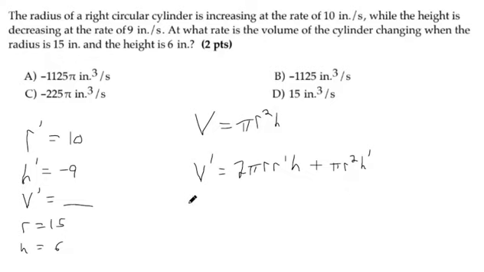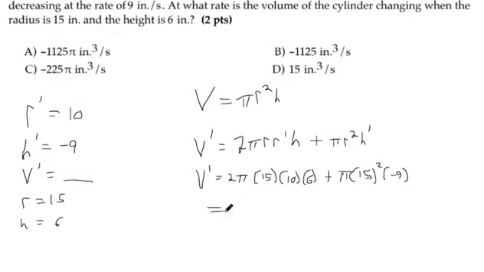Okay, now we have everything we need to plug in. We're trying to solve for V prime. R is 15. R prime is 10. H is 6. R is 15. And then H prime is -9. So there it is, all plugged in.